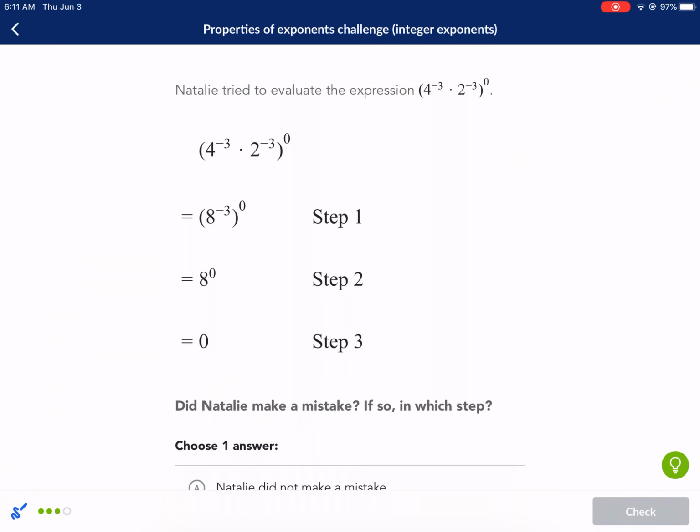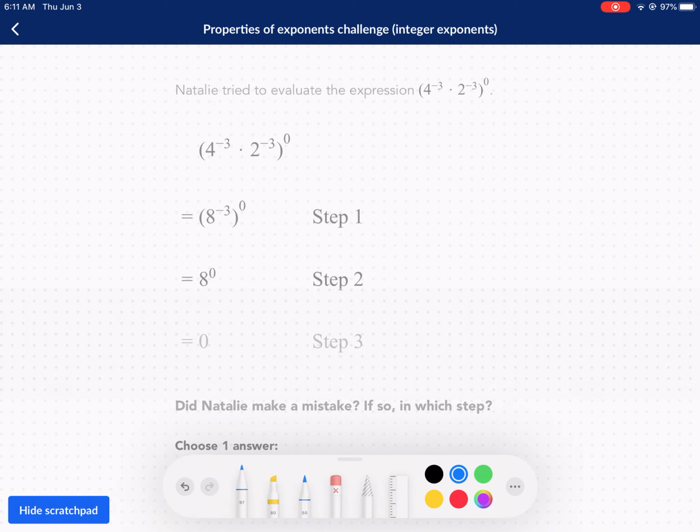Next question. All right, here we go. Natalie tried to evaluate the expression 4 to the negative 3rd times 2 to the negative 3rd, to the 0 power. All right, we already know the answer. Okay, so we already know anything raised to the 0 power is equal to 1, and we see that she got 0, so we know she messed up somewhere, but where? Okay. Did Natalie make a mistake? If so, which step?